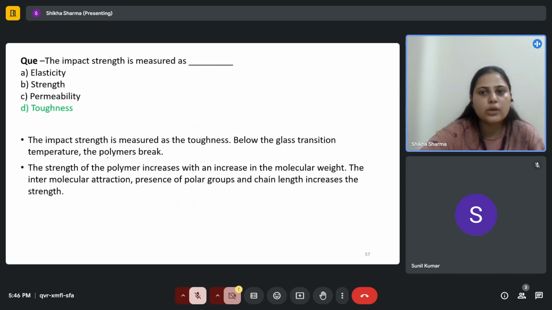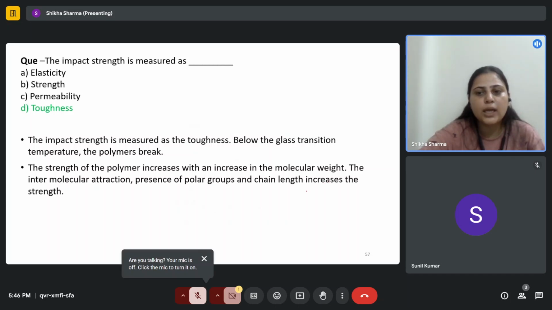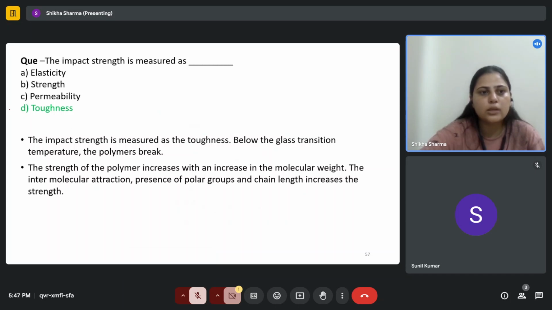Below the glass transition temperature, the polymer breaks. The strength of the polymer increases with increase in the molecular weight, because of the intermolecular attraction and also due to the presence of the polar group, and as chain length increases, the strength also increases. So option D is correct. Toughness.